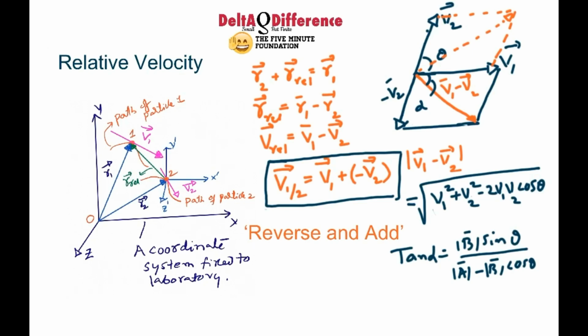Suppose there are two particles, particle 1 and particle 2, going with velocities v1 and v2. These are their actual velocities. No, there is nothing like actual velocity. These are the velocities of these two particles as watched in a reference frame fixed to a lab. This is a coordinate system fixed to the lab.